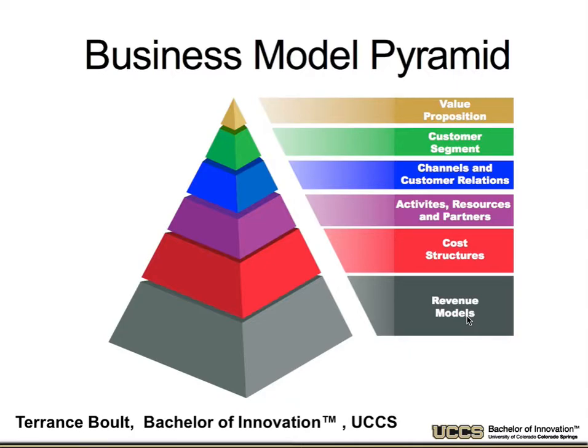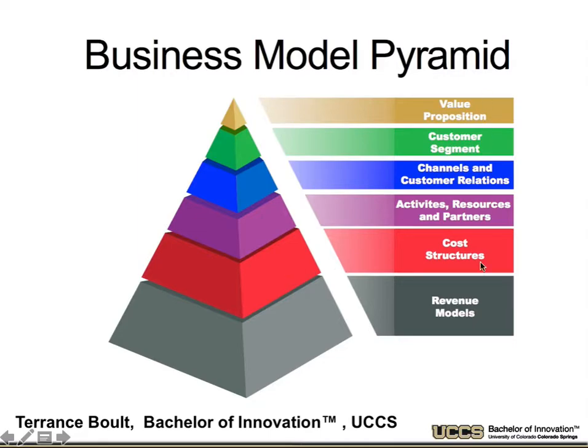And I like to think of this as a pyramid because our revenues have to support our costs, have to support our activities, have to support our channels and customer relations, to support our customers. Right? So the base model of the pyramid is what's supporting what, and it helps make sure that you recognize that your revenues have to be greater than your costs if your company is going to be supported.